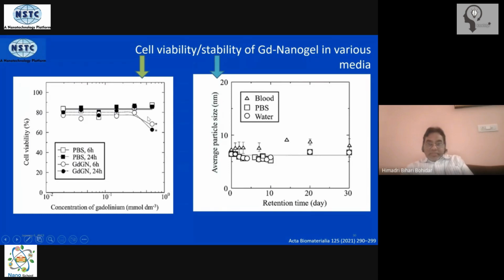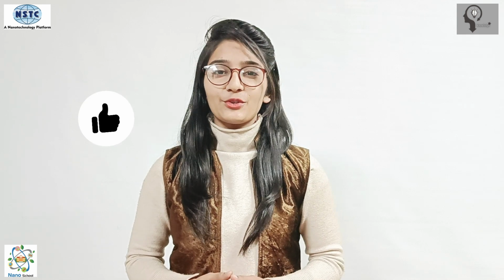Now the average size of the nanogel particle in PBS buffer, water, or in serum, up to almost 10 days, shows no change in particle size. So basically it is stable against all these environments. The particle is very stable in various media. That actually increases the usability or feasibility of using it as a bioimaging agent in real life applications in MRI.